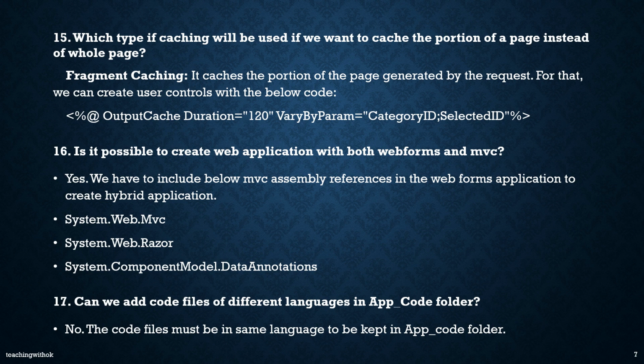Next question. Is it possible to create a web application with both web forms and MVC? The answer is yes. We have to include the below MVC assembly references in the web forms application to create the hybrid application: System.Web.Mvc, System.Web.Routing, and the third one is System.ComponentModel.DataAnnotations. These three can be used to create an application with web forms and MVC.